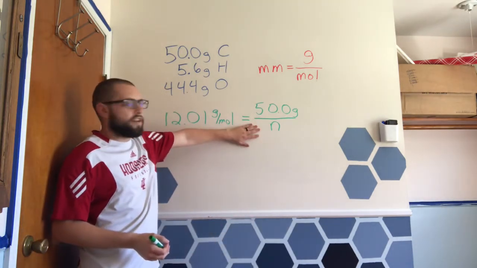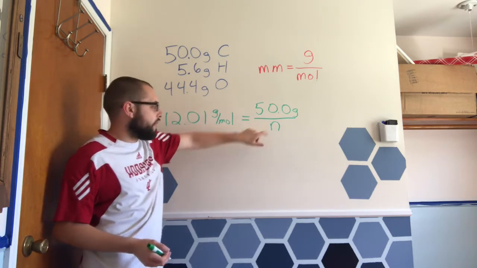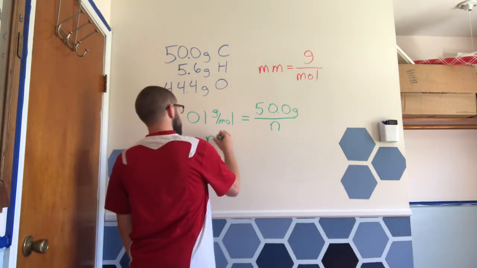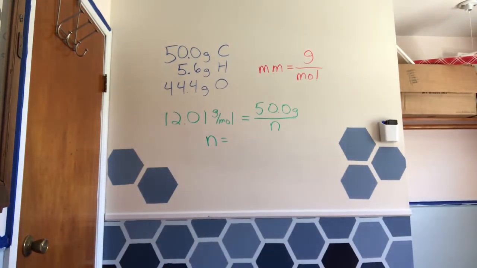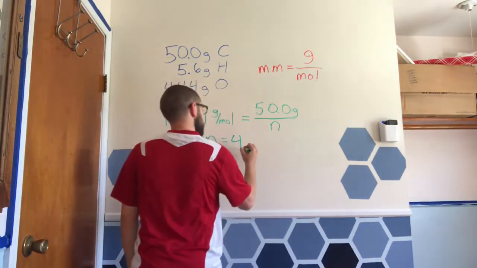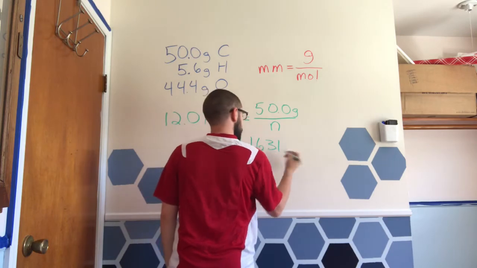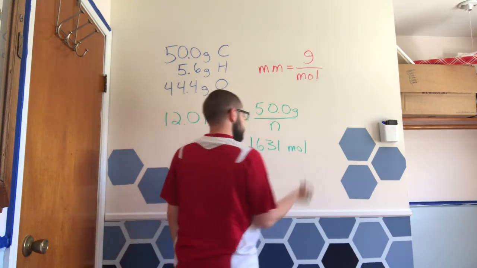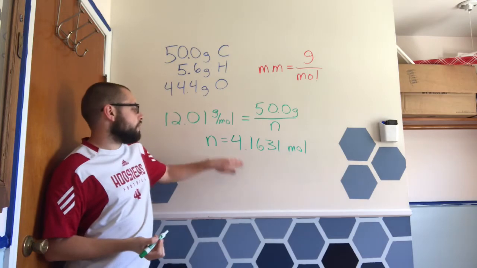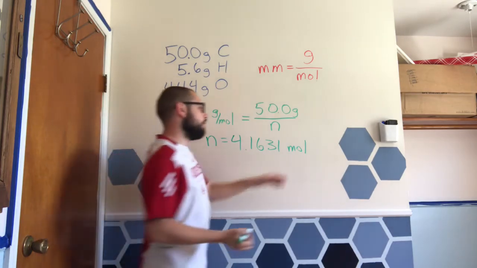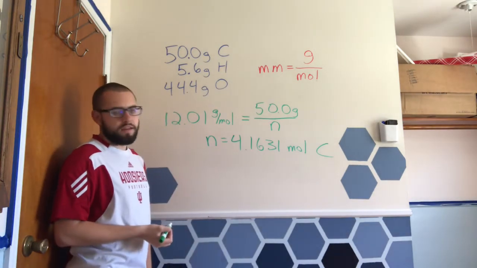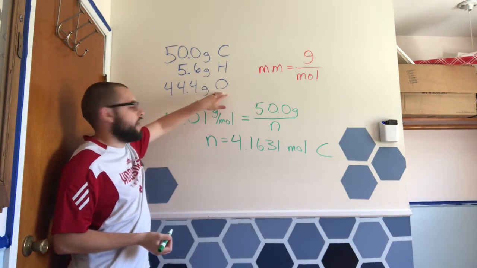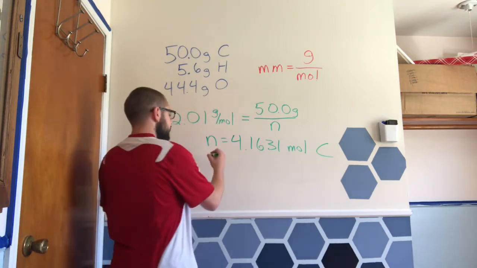So I've got it set up. I'm ready to solve for my variable N here. And I'm going to figure out that N is equal to, let me check my notes here, 4.1631 moles. So I figured out that I have this many moles of carbon. I would do the same thing for my hydrogen and my oxygen. I'm going to go ahead and show those two.